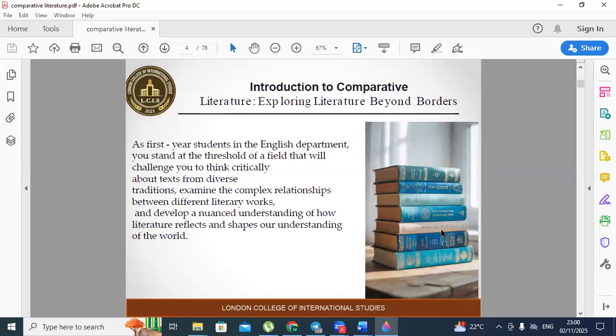It acknowledges that you are at a threefold beginning. It then outlines the three core challenges and skills you will face. First, thinking critically about texts from diverse traditions, meaning you will analyze works from cultures you might be unfamiliar with. Second, examining complex relationships between different literary works, so you will be connecting dots between, say, a Japanese novel and a Brazilian poem. And third, developing understanding of how literature is not just a mirror reflecting the world, but also a force that actively shapes it.